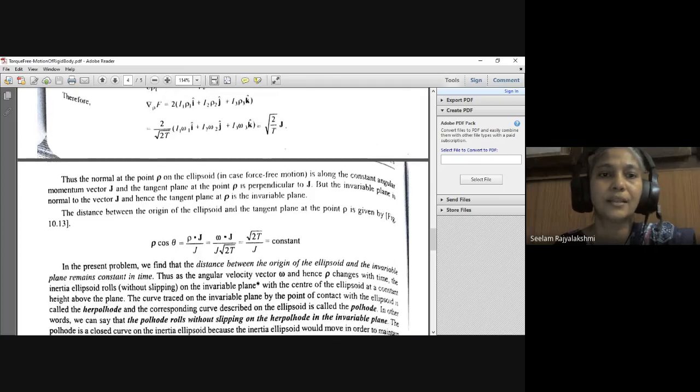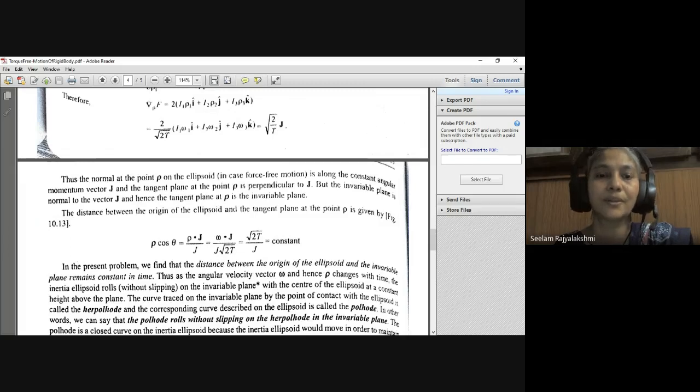Thus the normal at the point rho on the ellipsoid in the case of force-free motion, that means whenever no external force is acting on the rigid body, is along the constant angular momentum vector J, and the tangent plane at the point rho is perpendicular to J. But the invariable plane is normal to the vector J, and hence the tangent plane at rho is the invariable plane.